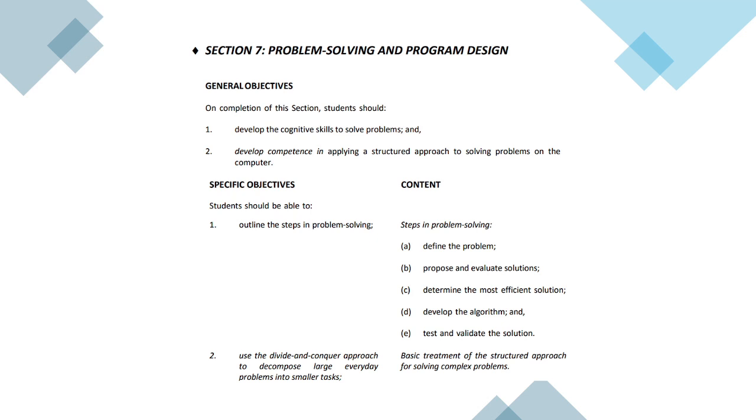So within section 7, which is problem solving and program design, we could identify some of the general objectives, such as developing cognitive skills to solve problems, developing the competence in applying a structured approach to solving problems on the computer. This snippet was taken directly from the syllabus guide. So this is what we will be looking at targeting in today's session, and a little bit more.